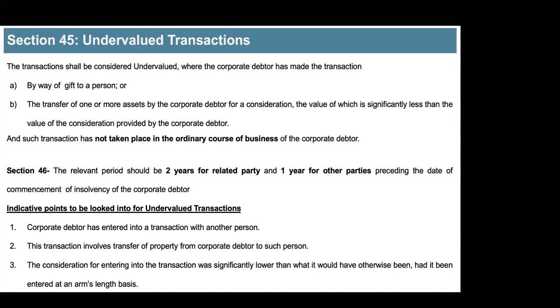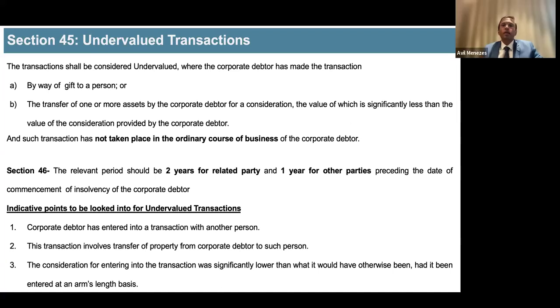Similarly, an undervalued transaction means you've given a gift or you've transferred assets, sold assets at a value which is significantly less than the consideration. At one point of time, I'd seen a balance sheet where purchases were 5 crores and sales were 50 lakhs. So I said, ye chamatkar kahan se hua? That you bought goods for 5 crores and sold them for 50 lakhs. So he said, no, I had imported some scrap, and when we opened the containers, it was all mud and dust inside.